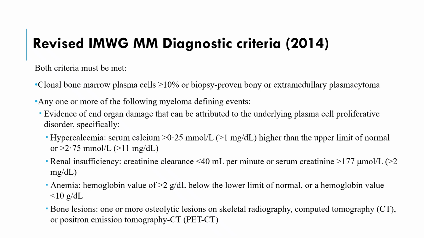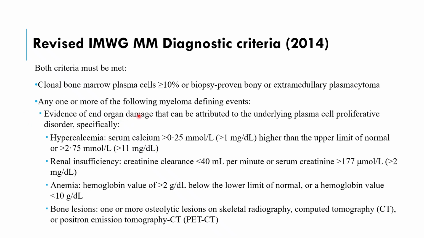So this is the revised criteria for the diagnosis of multiple myeloma. Both criteria must be met. The first one is clonal marrow plasma cells more than or equal to 10%, or biopsy-proven bony or extramedullary plasmacytoma. Either this or this, and any one or more of the following myeloma defining events.